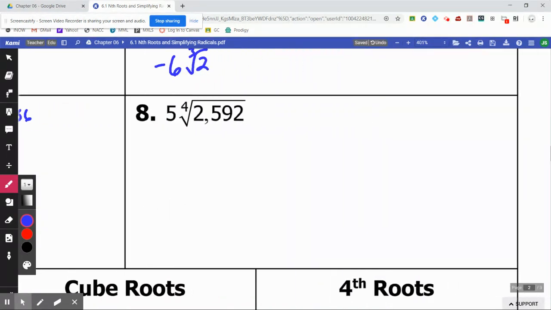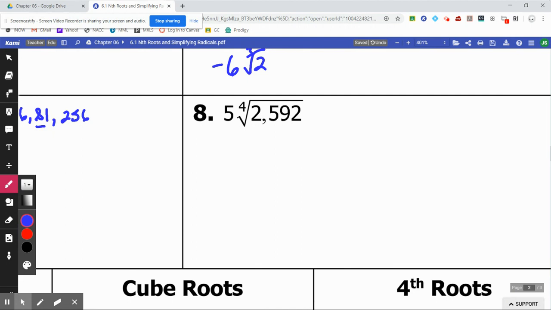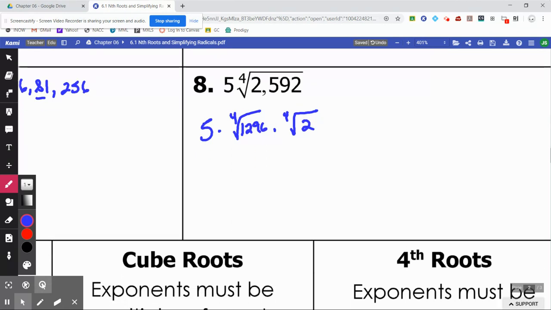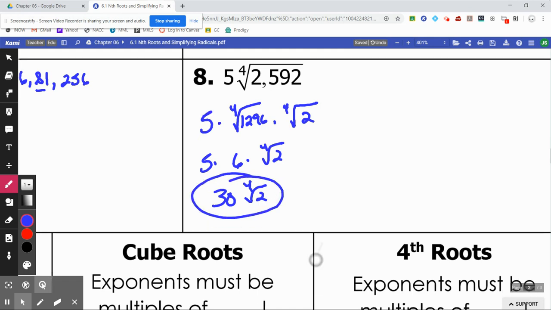Number 8. Man, we got a large number here. We've got to find some fourth root that'll divide into 2,592. So we're going to split it into, and you can just start dividing by the list of fourth roots that we know, and you're going to find out that it is divisible by 1,296. We're going to split it into 1,296 times 2. And the fourth root of 1,296 is 6. So we now have 5 times 6 times the fourth root of 2, which is 30 times the fourth root of 2.